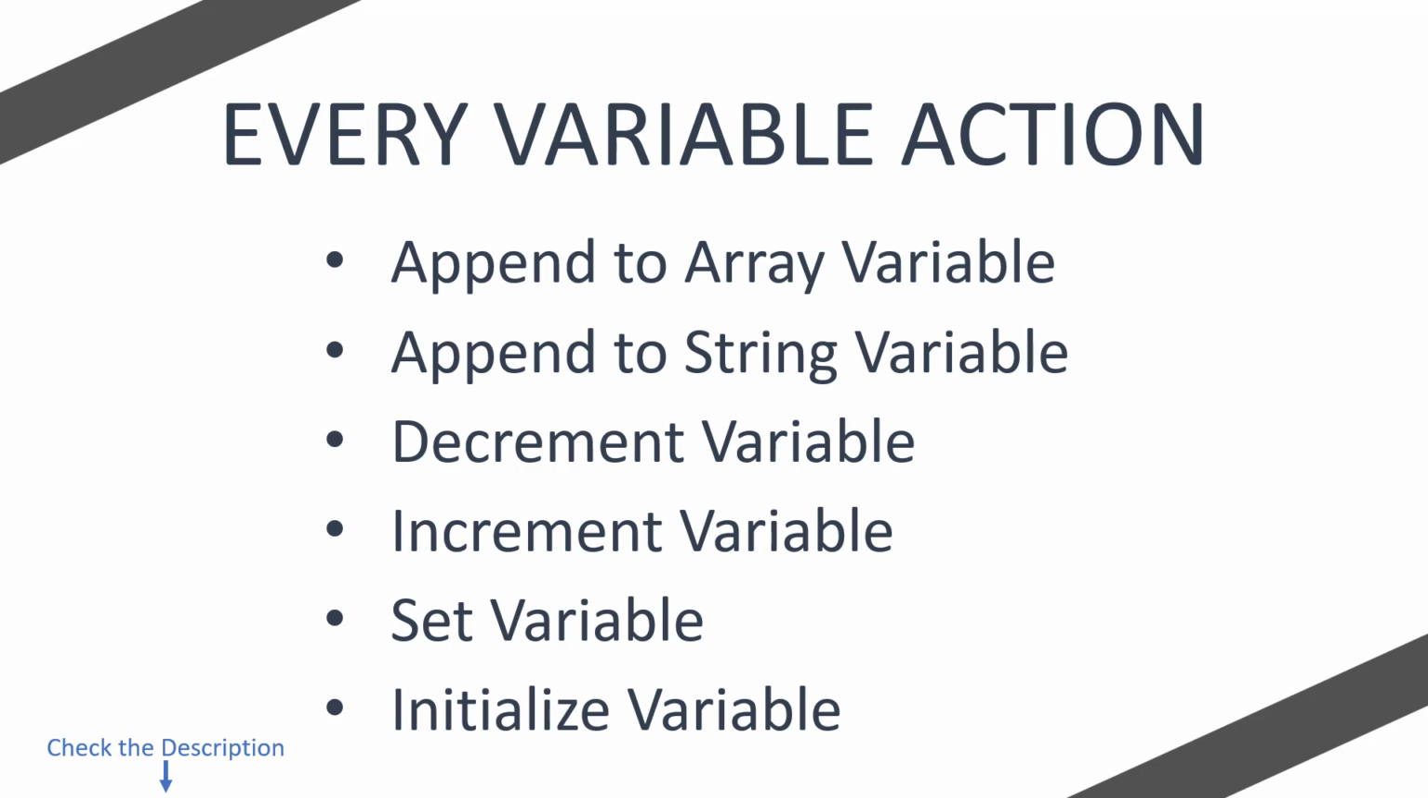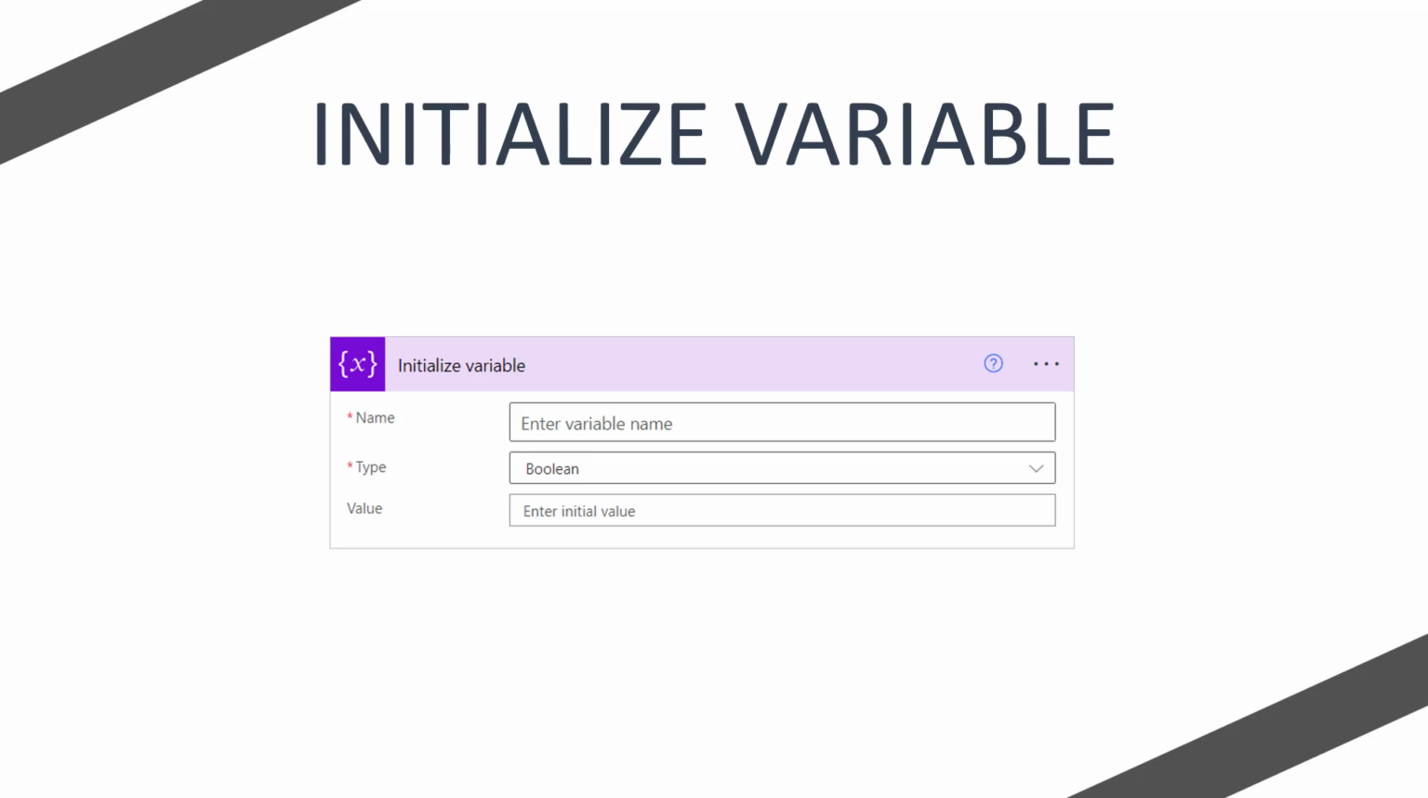So firstly we are going to start with initialize variable. Now when you add an initialize variable action, it's going to look like this. It's going to have name, type and value. So the name section is where you simply set the name of your variable. Now this will be referenced later on, so make sure you've got a good name.